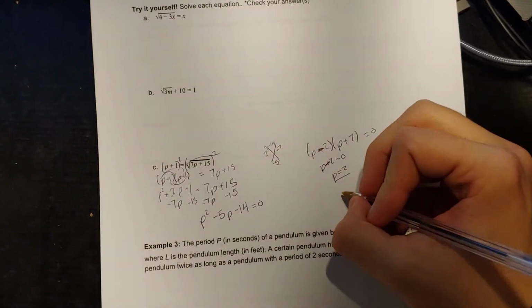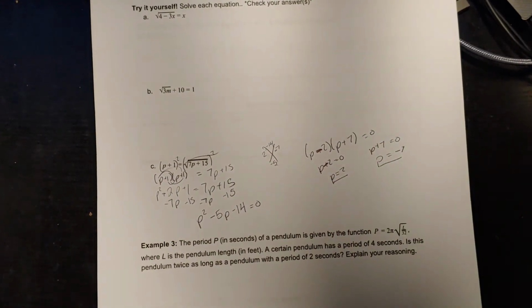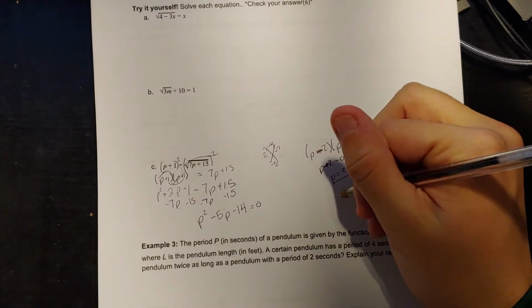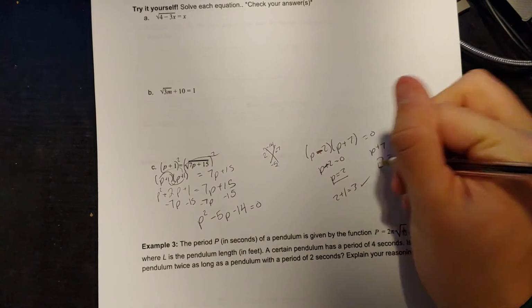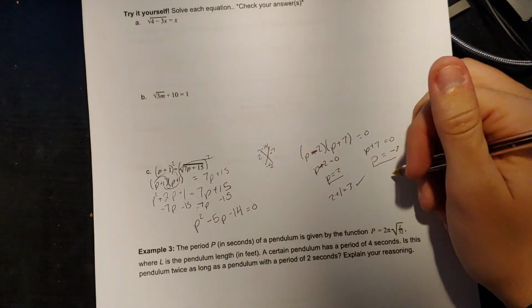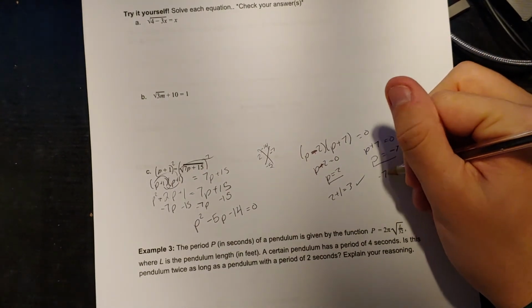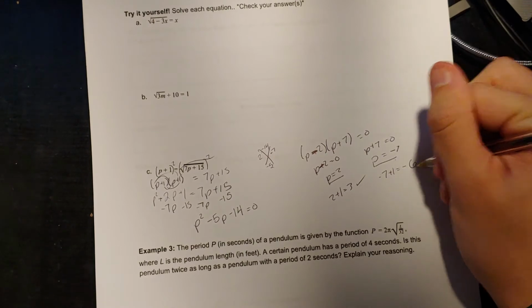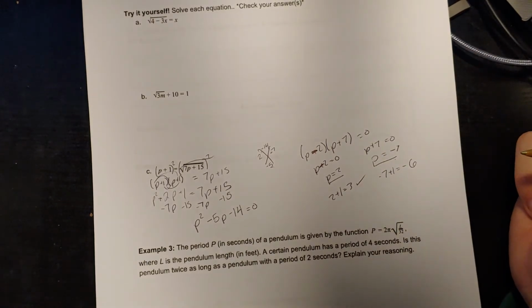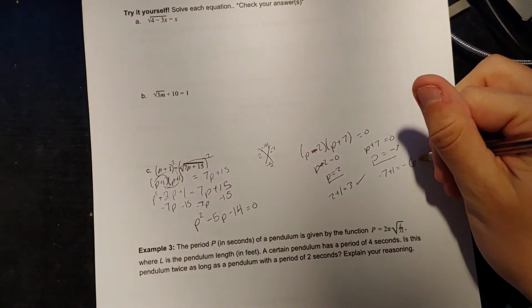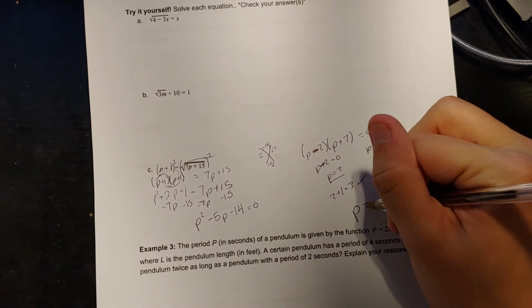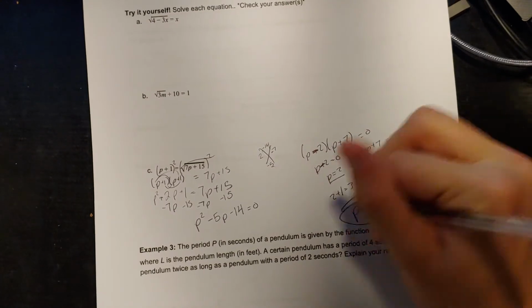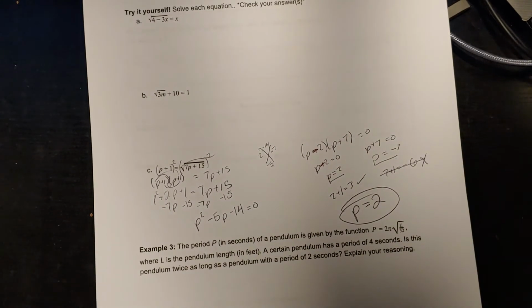I'm going to plug both of these answers back into the left-hand side, because we know that if we equal a negative number, then it won't work. So 2 plus 1 equals 3, so that is positive, so that's probably going to work. Negative 7 plus 1 equals negative 6. A square root cannot equal a negative number, so that one is out of the running. So p has to equal 2, and that is the only solution.